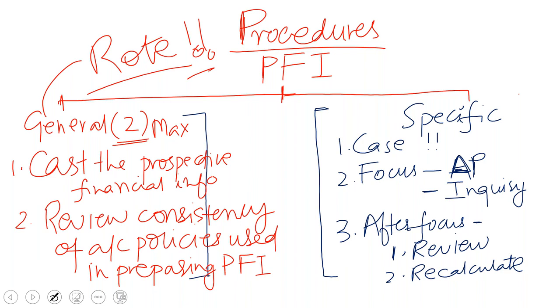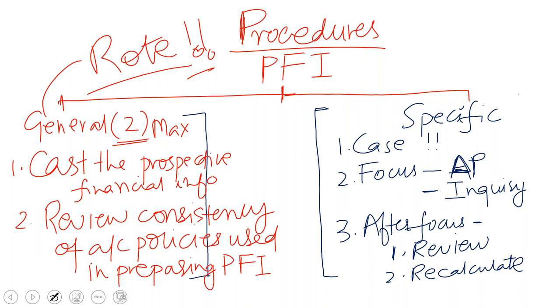And once you've done the general procedures, then you can move down with specific procedures. And after specific procedures, you need to focus on AP and inquiry. And after that, you can focus on review and recalculation. Okay, so one step closer to start of the past papers. Yes, obviously consistency in terms of the accounting standards, Amaduddin Mughal. After focus means your first focus is to make procedures on AP and inquiry. And once you have focused on AP and inquiries, you can then focus on review and recalculation.